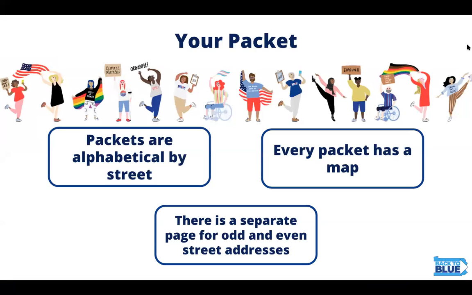Packets. First, your packet is going to be alphabetical by street. So, Apple Street is going to go before Davis Street, and so on. Your packet will have a map at the top, and there's also a separate page for odd and even addresses. So for example, page 1 will have Apple Street's odd numbered addresses, and then page 2 will have Apple Street's even numbered addresses.